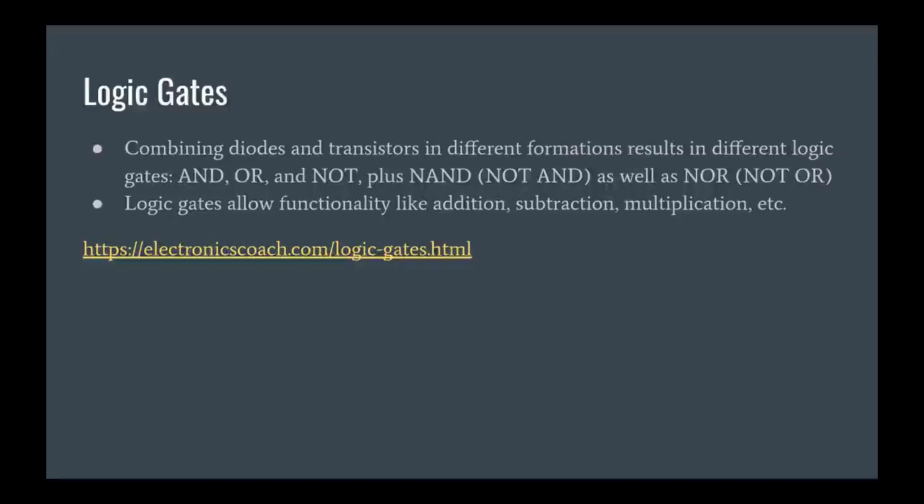We're going to finish up by talking about logic gates. Logic gates use diodes and transistors in different ways to perform logic operations. Those logic operations are AND, OR, and NOT. There's also NAND, which is a not and, and NOR, which is a not or. And when we're talking about the functionality, it's like addition, subtraction, multiplication, stuff like that. If you have done any programming, then it's the same concept.